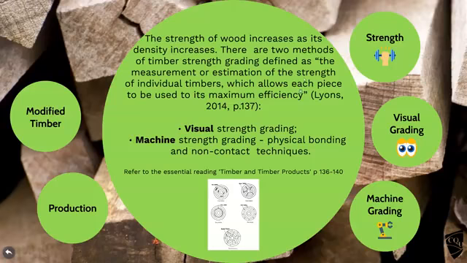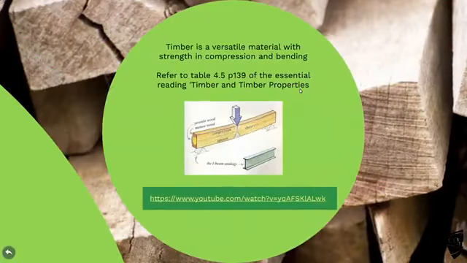So let's have a look at the strength of timber. It's a brilliant material. It's got pretty good strength in compression and bending. And as I say, if you use a hardwood, a more dense wood, it will be much stronger. If you have a look at table 4.5 in the essential readings, it tells you an awful lot more about it. So the hardwood in the middle, mature wood, is the strongest part.